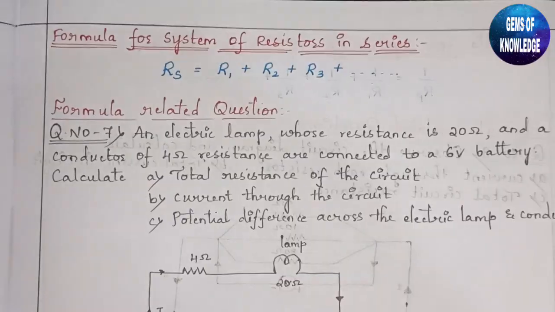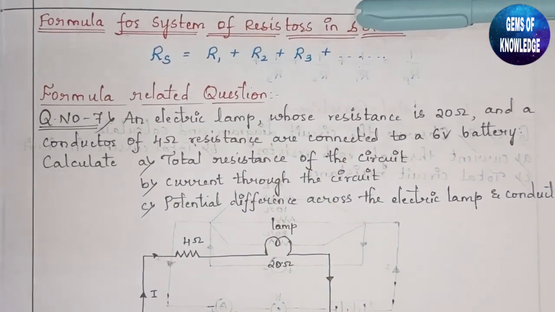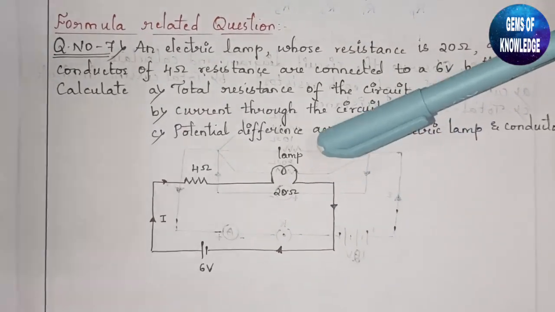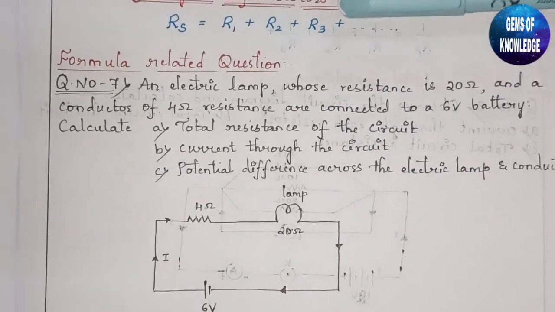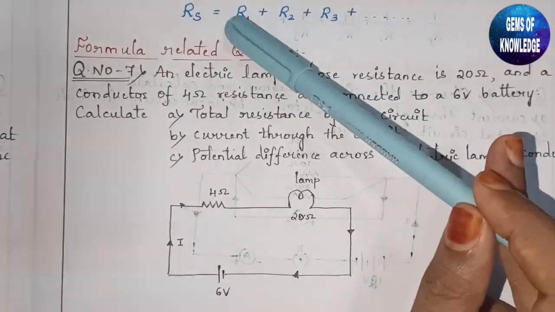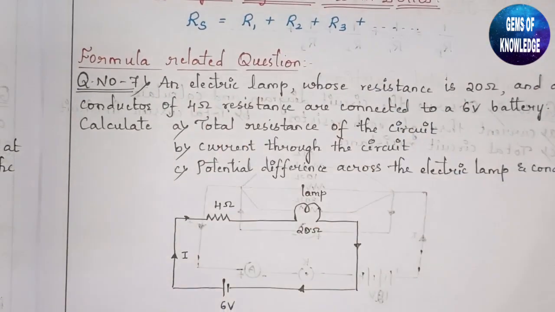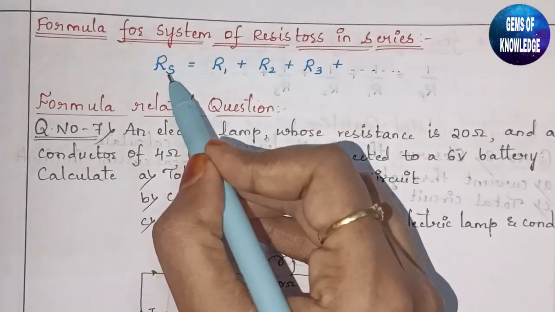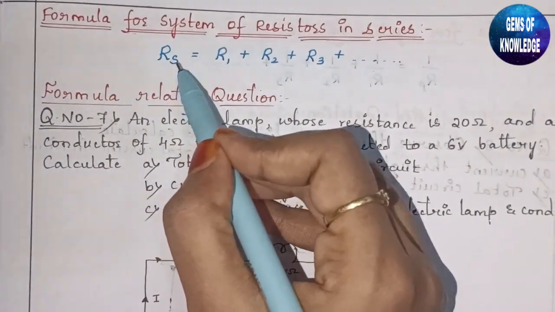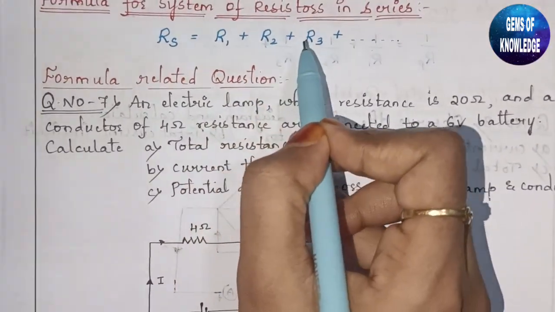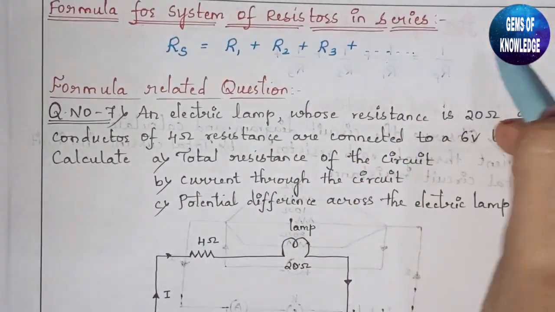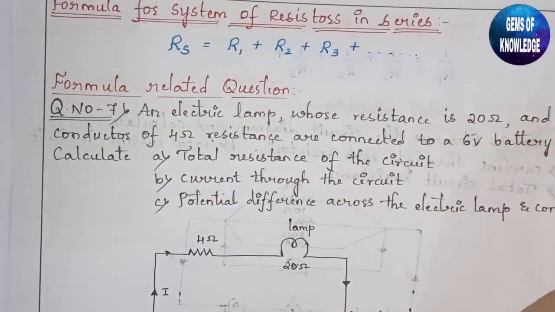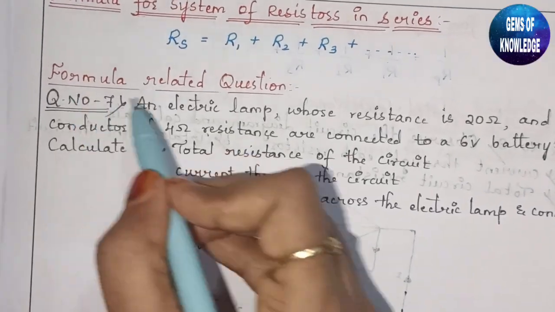Okay, moving on to the next one. So the formula for system of resistors in series. Okay, so you can see a question is given here dependent on this series. What is series connection in the sense? When the resistors are connected side by side, it is called as series connection, and the formula related to it is RS, in the sense resistors in series, is equals to R1 plus R2 plus R3 plus so on. So how many resistors you are going to connect? If it is 100 also, all the 100 resistors must be added. Okay, so the formula related question.